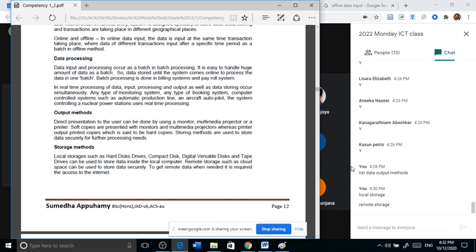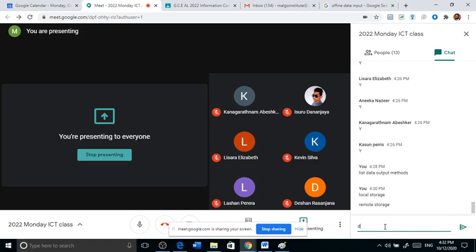Okay, so the last question: describe data storage methods. Describe data storage methods, right? Note this down, last question. Describe data storage methods.